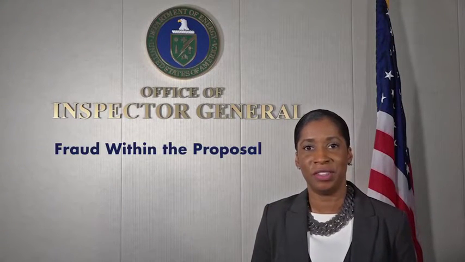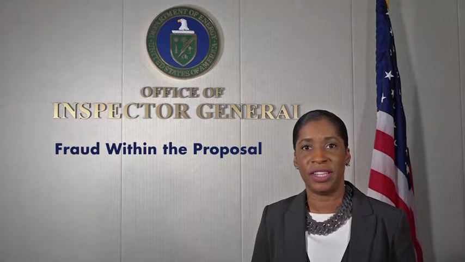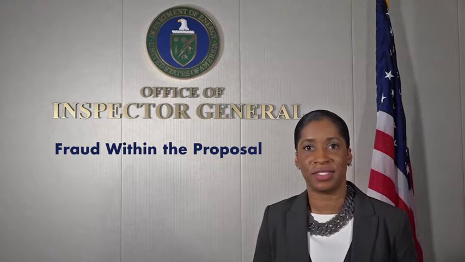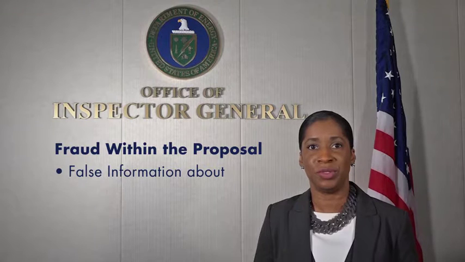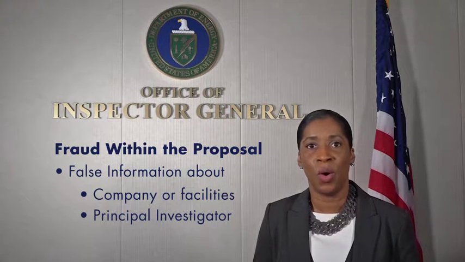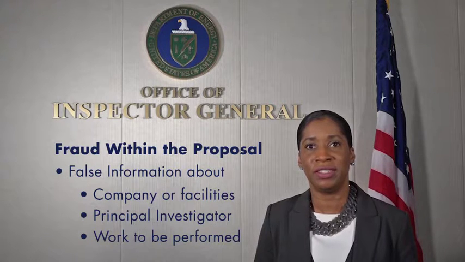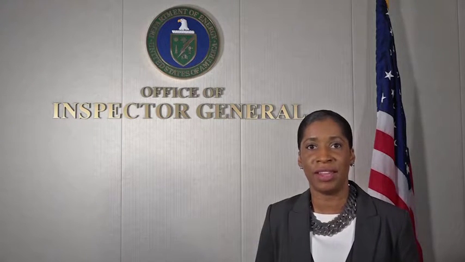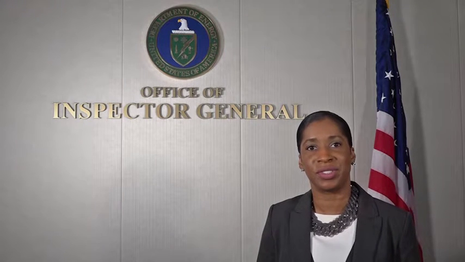Information contained within the proposal must also adhere to strict accuracy standards. Any false information regarding the company or facilities, the principal investigator, or the work to be performed could be considered fraud. The company must also truthfully represent its capabilities, personnel, and the ability to execute the proposed work. Subcontracting that is allowed within a grant application is subject to a very defined set of rules.